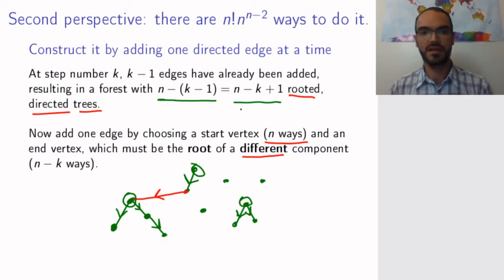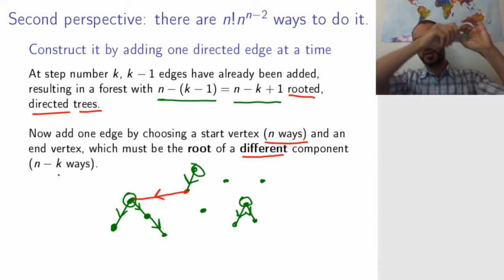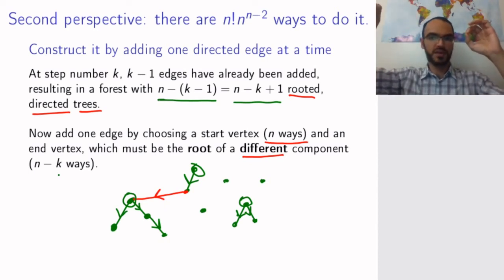Think about this and compare this to the thing we said before about forests. So now, starting with this number of components, since I have n ways to choose a starting vertex, and I need to go to a different component and to the root of that different component, since there are this number minus 1 different components, I have n minus k different components, and so I have n minus k different roots. So in other words, at step k, I add an edge going from whichever vertex I want to the root of whichever other component I want.